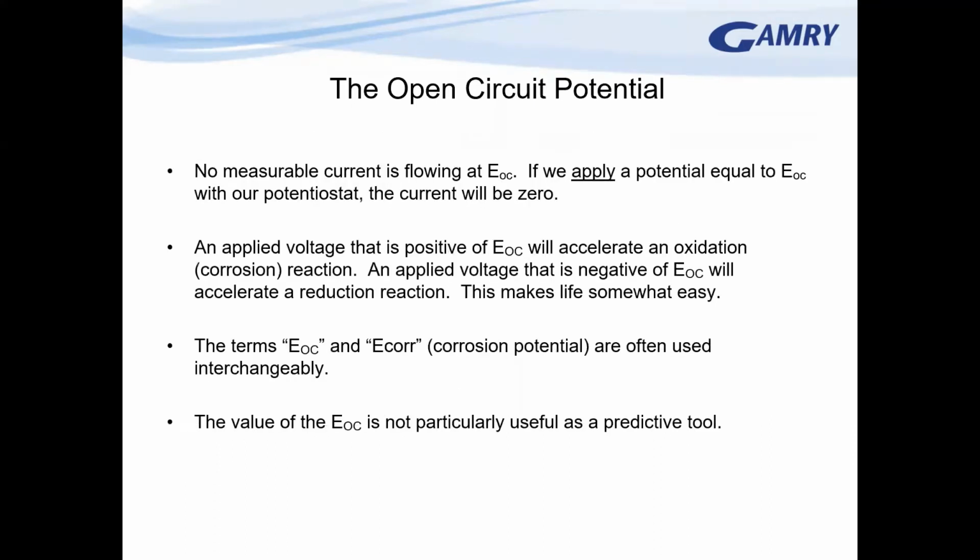No measurable current flows at the open circuit potential, but an applied voltage positive of the open circuit potential will accelerate the corrosion reaction, the oxidation or anodic reaction, and a potential negative of the open circuit potential will accelerate the reduction reactions.